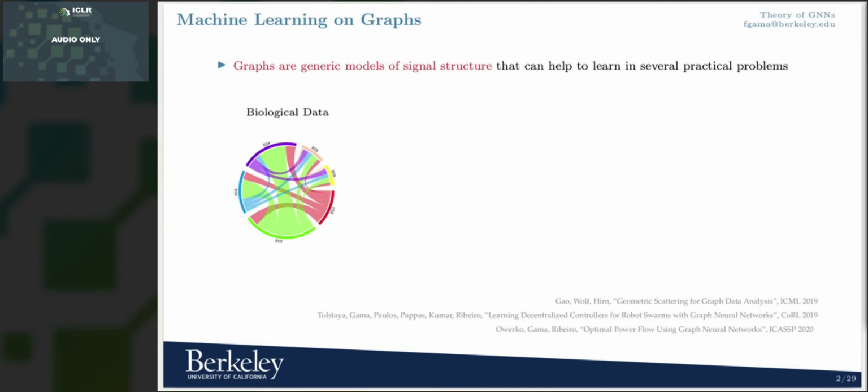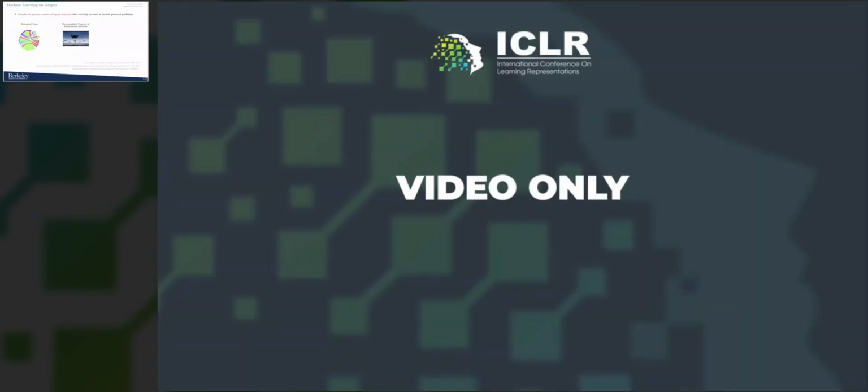Other examples involve physical networks, that is, graphs that arise from physical connections between nodes, as it happens often in biological data. Or also, as we see in this video, we have these robots that need to coordinate their velocities to fly together while avoiding collisions. The graph describes the communication network, and we want to leverage it to learn distributed controllers.